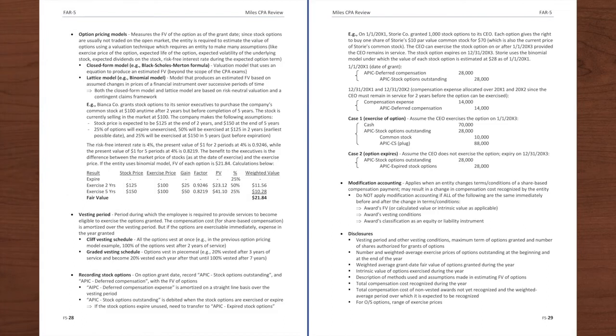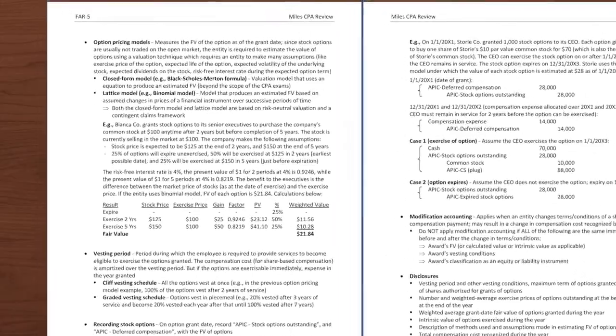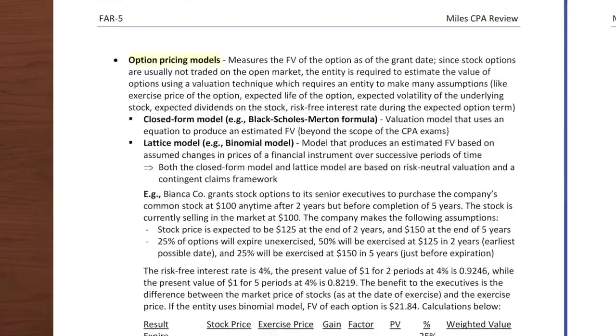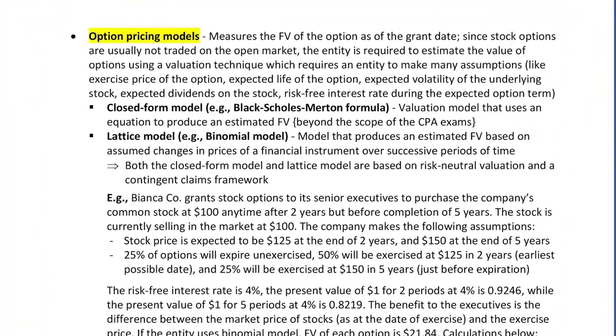Turn on to page 28. Now, to measure the fair value of the options on the grant date, we could use option pricing models. A very good model is the Black-Scholes model. We could also use the binomial distribution model, which is based on expected cash flows.